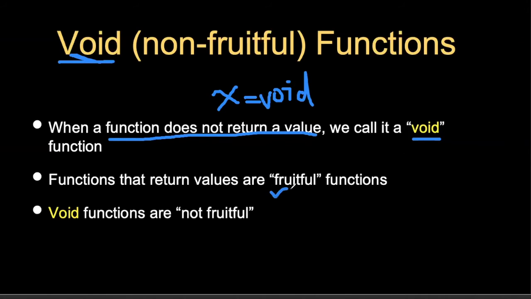I have never seen this thing being described this way: a function that returns something is what we call a fruitful function, and a void function is not fruitful. That sounds like every void function is garbage. This is really funny. No, don't think that way, okay? So I don't really like these descriptions at all. But we'll take a look at what those are.